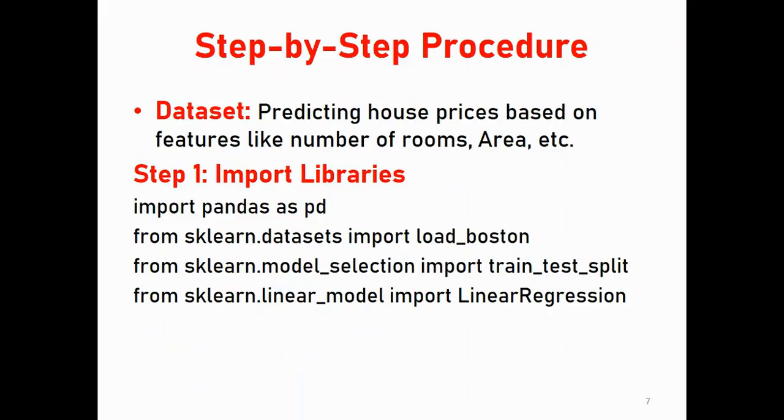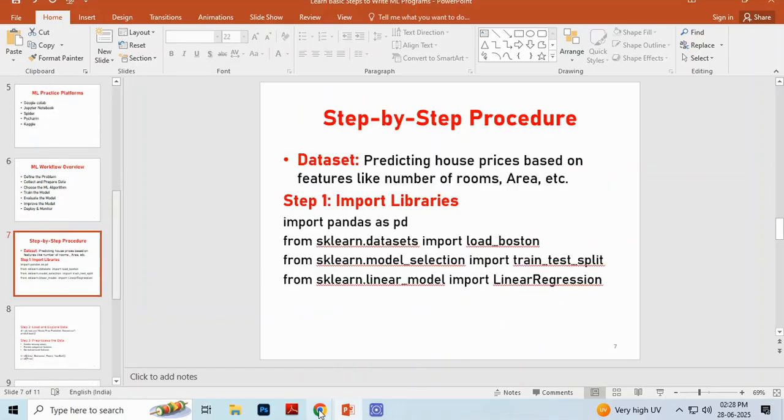Next is about the step-by-step procedure. As I already said, the data set I have chosen is about house price prediction. So here the goal, the target variable, is the price of the house. The goal is to predict the price of the house by considering certain input features. Here I have represented certain input features. So we can see this step-by-step procedure with the help of coding. For that, I am going to use Google Colab.